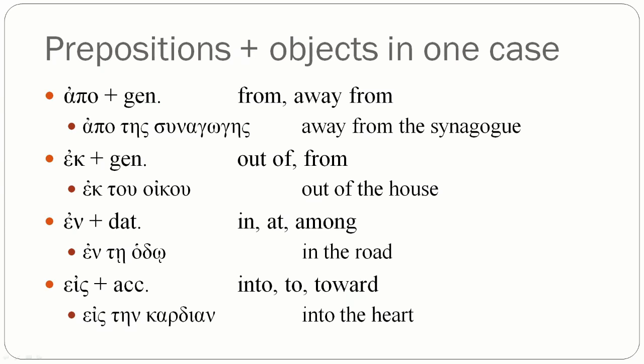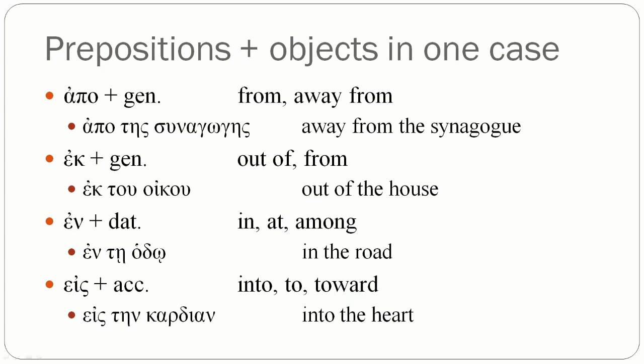Last one is eis. Eis takes its object in the accusative case, and this means into, to, or toward. Very similar to en, and actually some authors, I think, in the New Testament use these almost interchangeably. But most of the time, en suggests no motion. Just something is sitting in something, or at, like in a field or at a field. There's no motion in or out of the field. It's just in. Whereas eis has the connotation of movement toward or into, like proceeding into something.